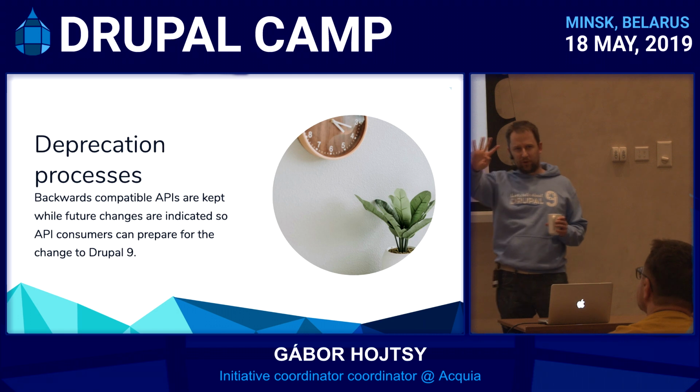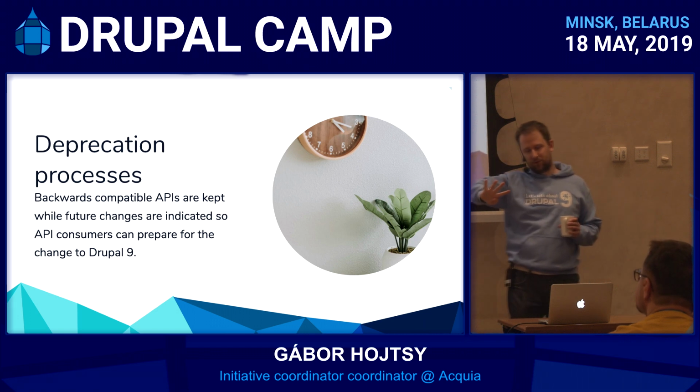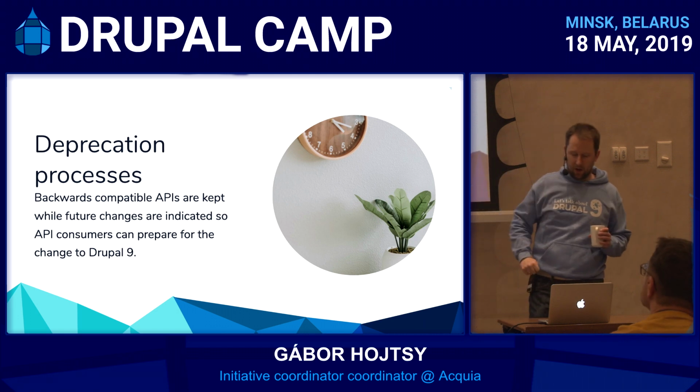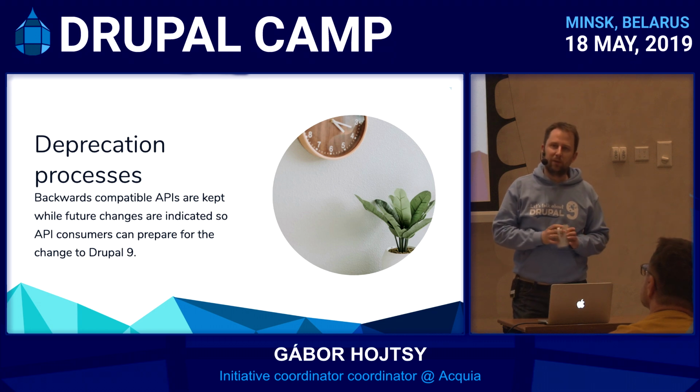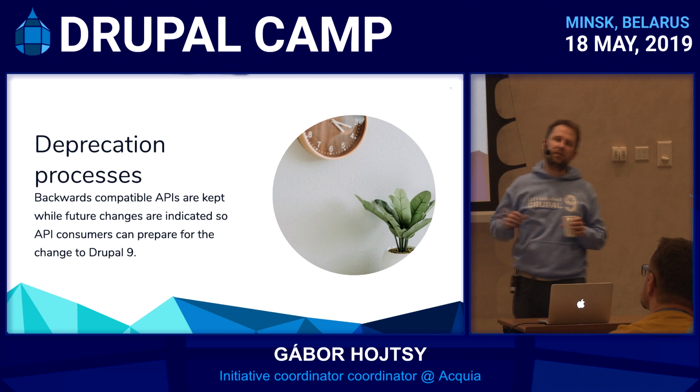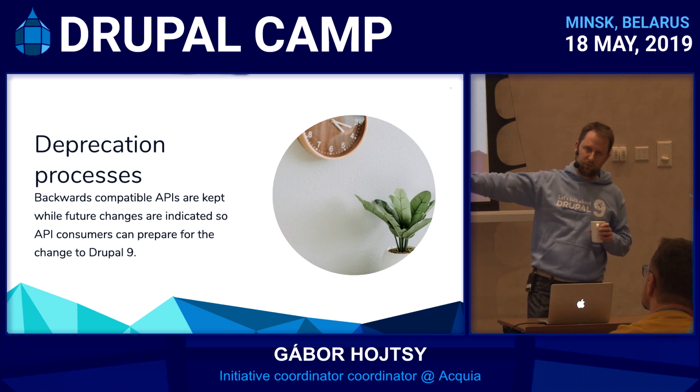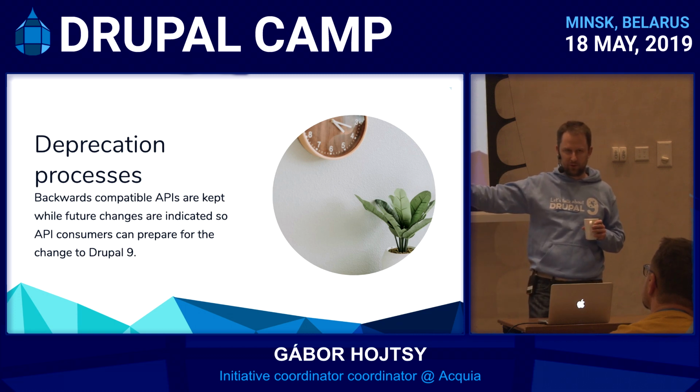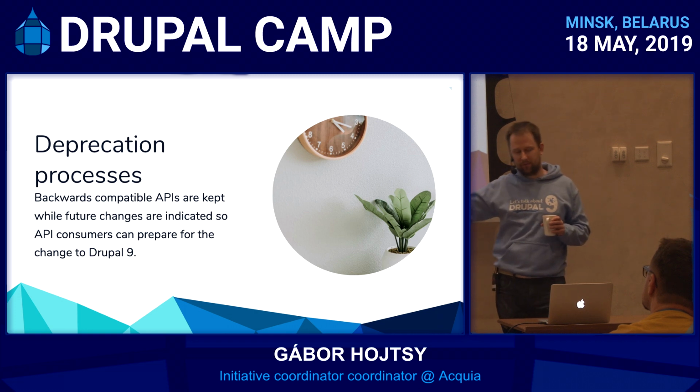The fourth component of the innovation model of Drupal is deprecation processes. What we do is when we add a new shiny thing in Drupal core, we also mark the old thing as deprecated. We say, this is going to be removed in the future. Please don't use it anymore.